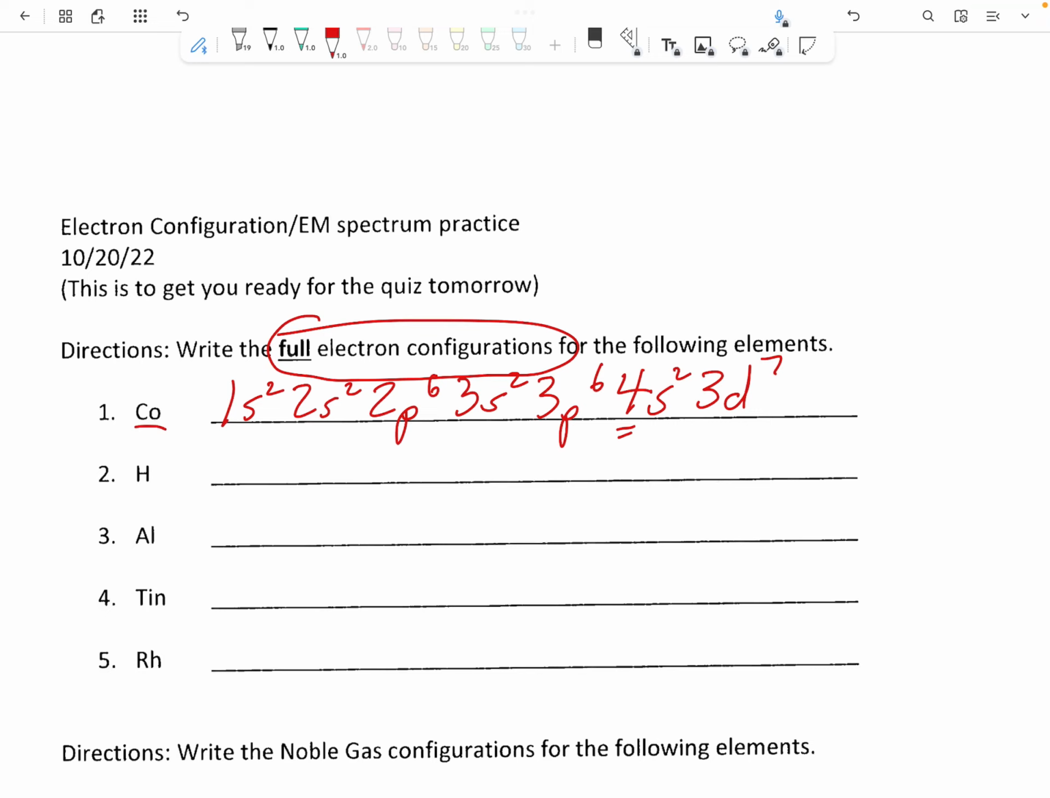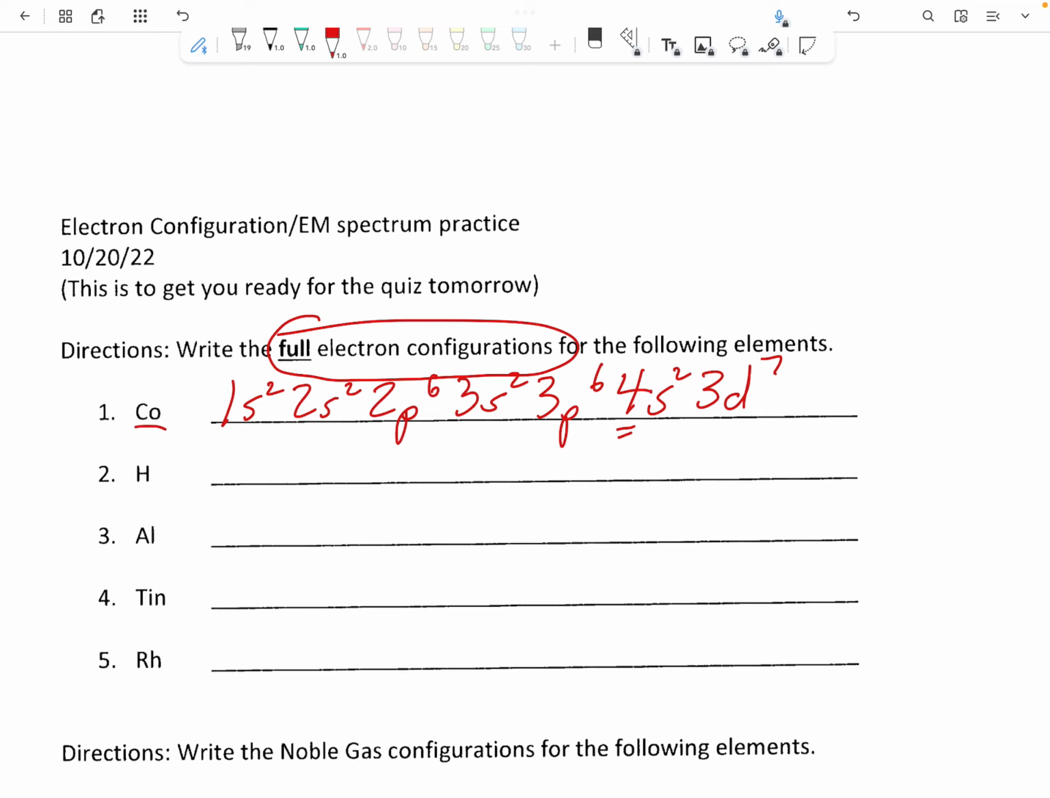Make sure that when you go from the S block to the D block, you take the period number you're given and subtract 1. So if you're in the fourth period and you're in the D block, it's going to be 3.